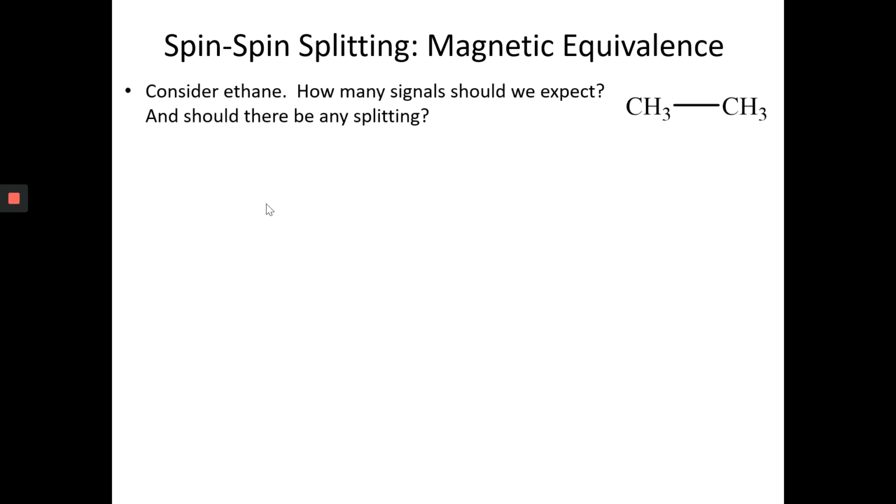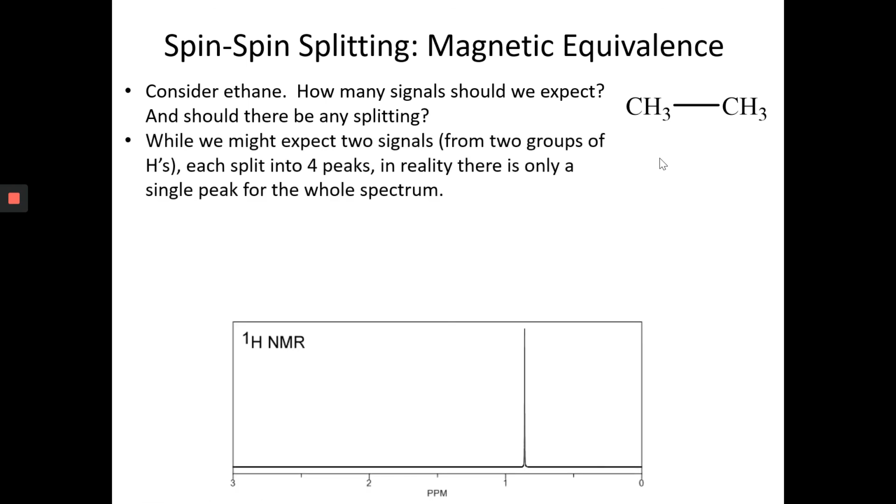Let's talk about magnetic equivalence a little bit more. Let's consider ethane for a moment. If you put ethane in an NMR instrument and look at its spectra, what might you see? Will there be splitting? The answer, perhaps counterintuitively, is no. This is an actual NMR spectrum for ethane, and there's no splitting at all.